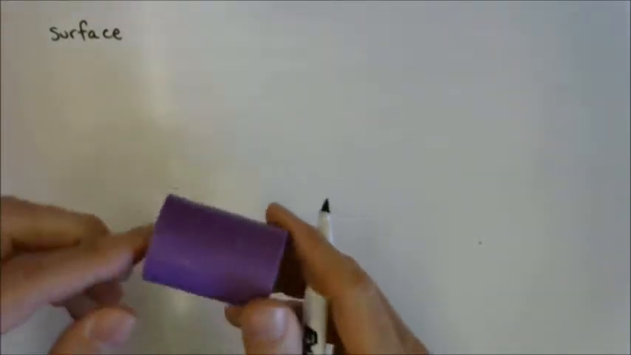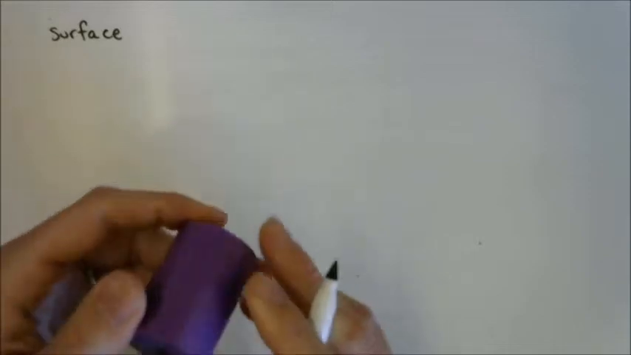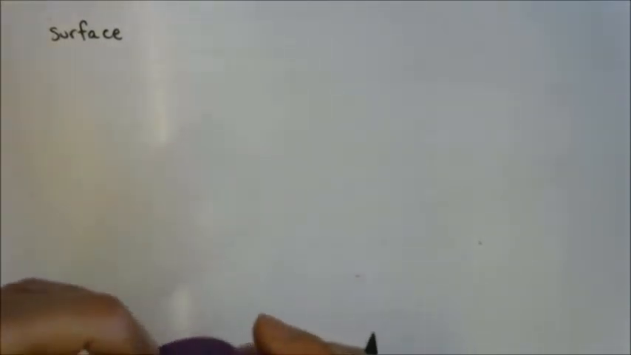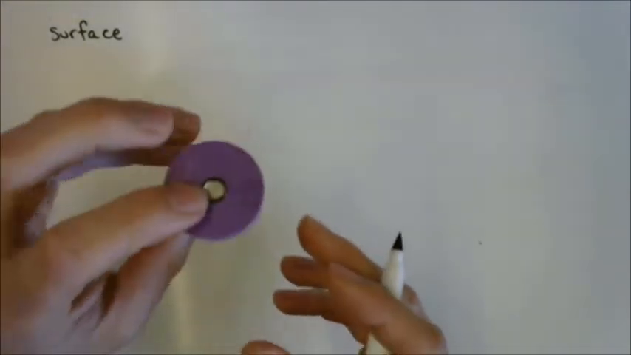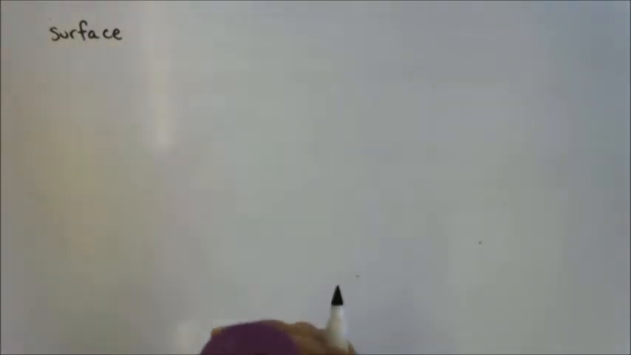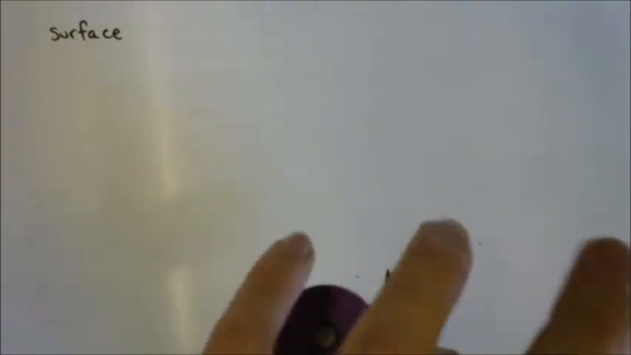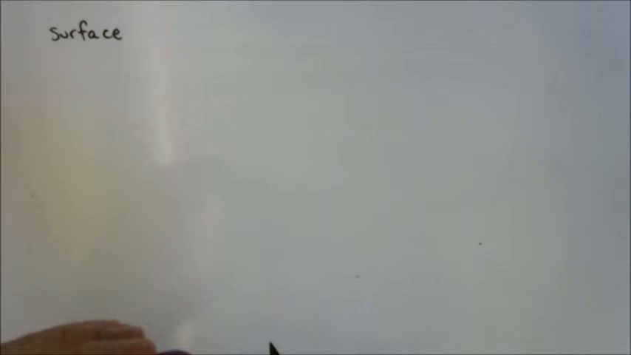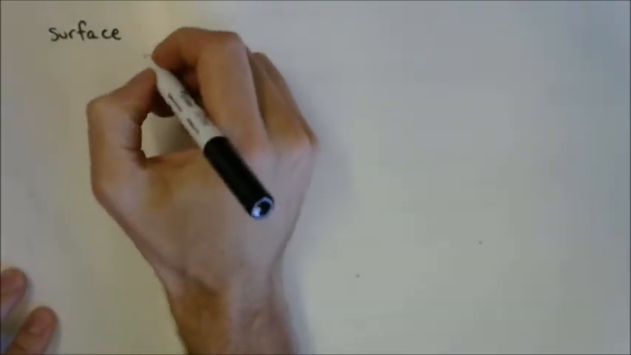Oh no, it's the whole thing. It's everything that surrounds the inside. Nice. Everything that surrounds the inside. That's a good way of thinking about it. It's like the skin that goes around the shape. If you could peel that off, how much area, how much space would it take up? Okay? So here we go. Surface area.